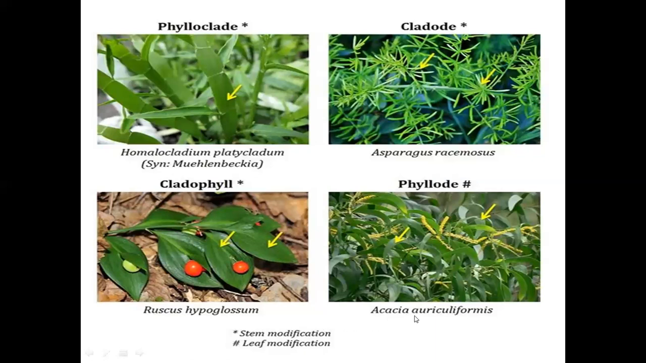And Acacia auriculaformis, here also we see the leaf bases. The leaf is ephemeral and the leaf bases are modified into flat leaf-like structures to carry out photosynthesis in Acacia auriculaformis.